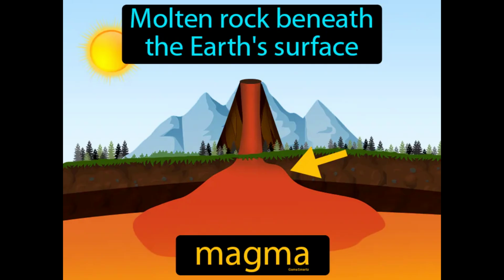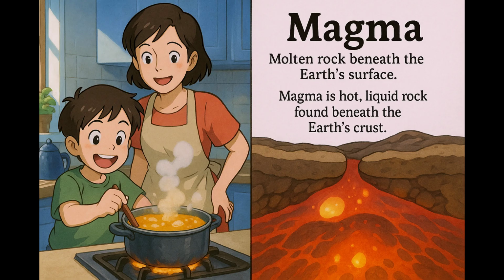Molten rock beneath the Earth's surface, magma. Magma is hot, liquid rock found beneath the Earth's crust. Imagine you have a pot of soup simmering on the stove, with bubbles occasionally breaking the surface. This bubbling soup is like magma, which is molten rock simmering beneath the Earth's surface, occasionally making its way to the top. Just as the soup bubbles up because of the heat from the stove, magma rises due to intense heat and pressure from the Earth's interior, waiting for any opportunity to escape, much like the soup bubbles waiting for a gap in the surface to release steam.